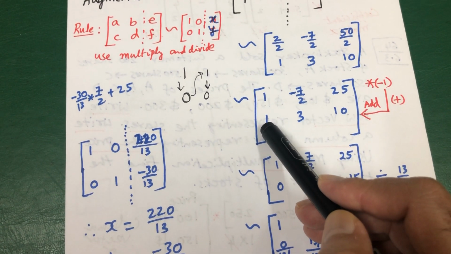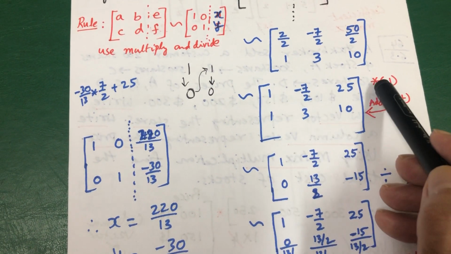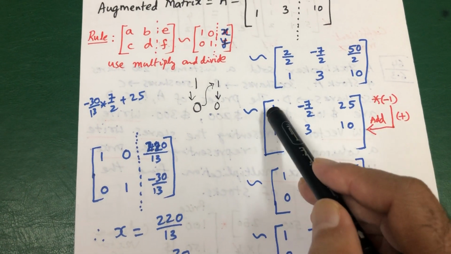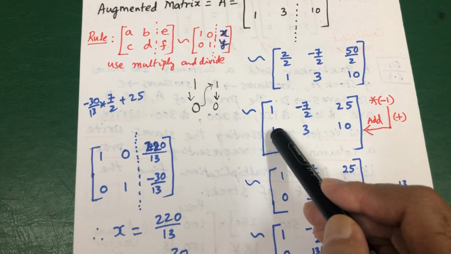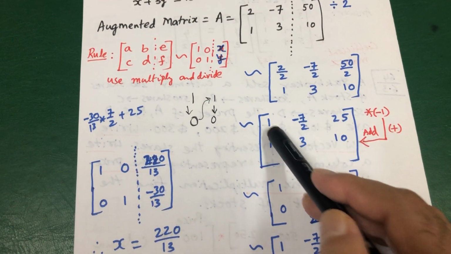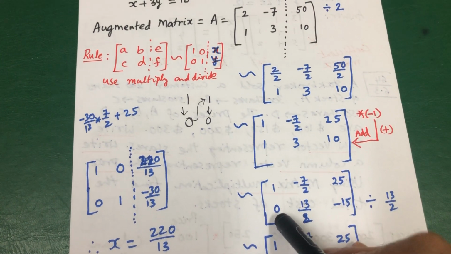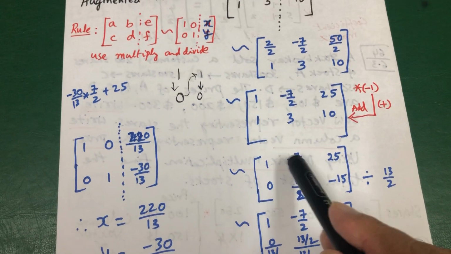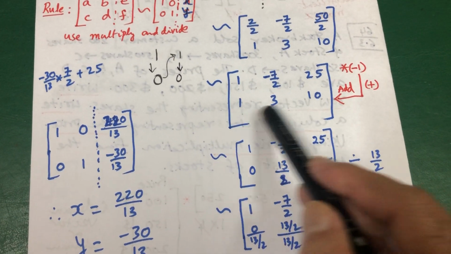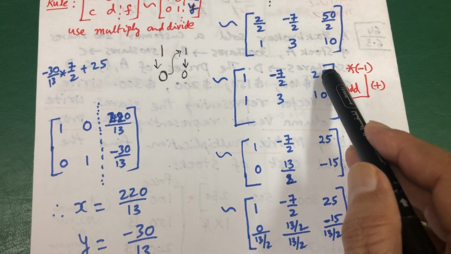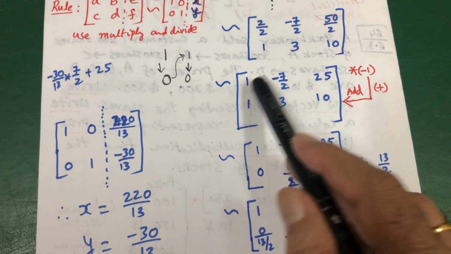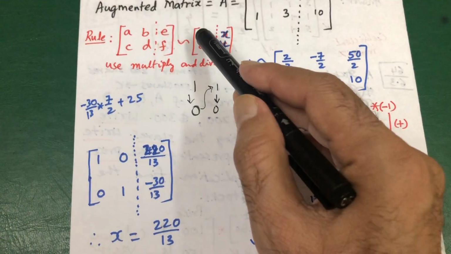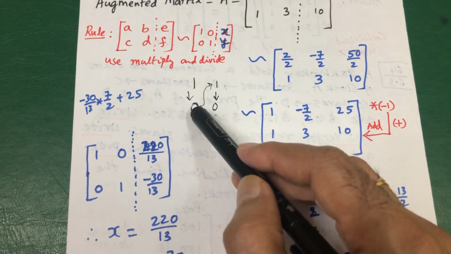How to make this 0? I multiply with minus 1 and I add here. Minus 1 multiply 1 is how much? Minus 1 plus 1 will be 0. I will multiply with minus 1, add here, I get 0. When I am changing the second row, don't touch the first row. Write as it is. I repeat, when you are changing the second row, don't touch the first row. Write it as it is. 1, 7 over 2, 25, write as it is. Now I am changing the second row. What is my aim? After making this 1, I will make this 0.